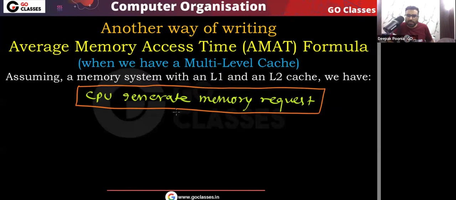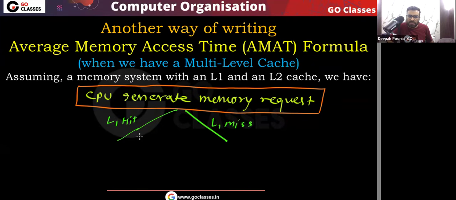So what is the first step? The CPU will generate the memory request. After that, there are two possibilities: either there will be an L1 hit or an L1 miss, because after the CPU generates the memory request, first we go to the L1 cache and check whether there is a hit or a miss. So you can see there are two possibilities, either an L1 hit or an L1 miss.